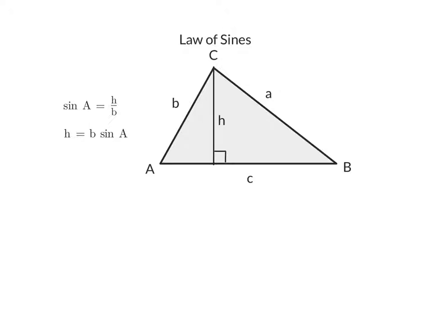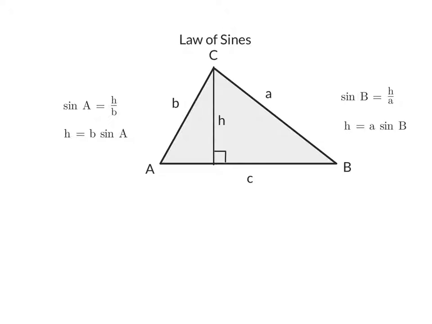Now, I want to look at the other side of my triangle and get an expression for h in terms of angle B. Much like I did on the left side, I get that the sine of angle B is equal to h over a. And now, if I multiply both sides of my equation by a, I get that h is equal to a times the sine of B.